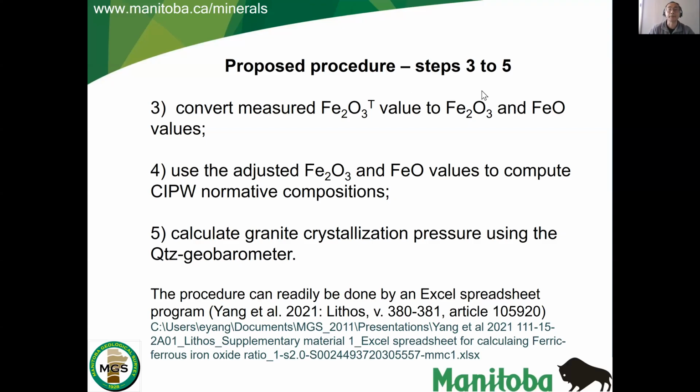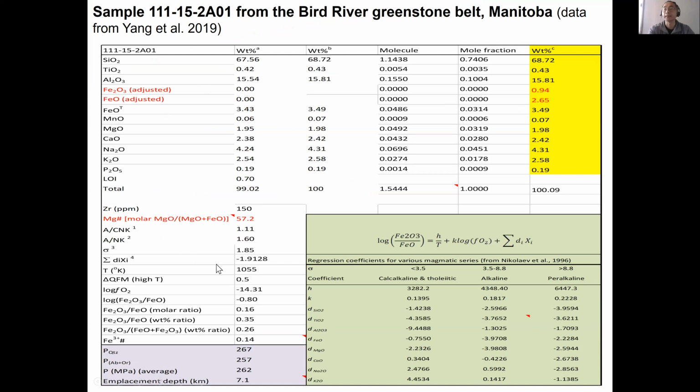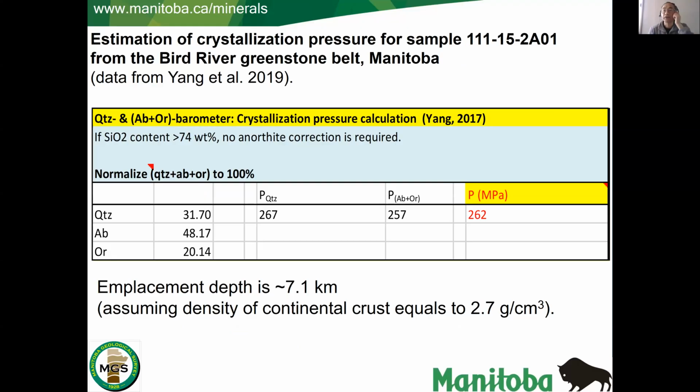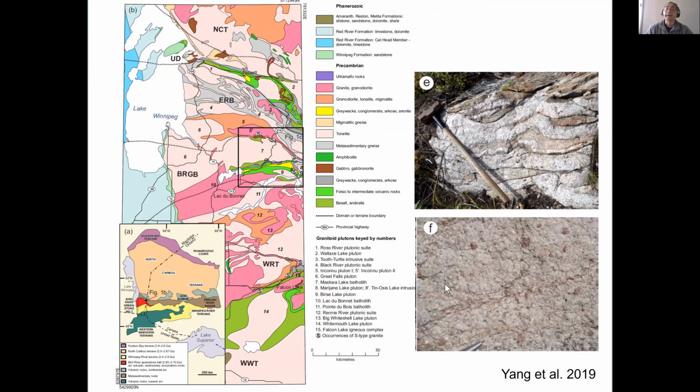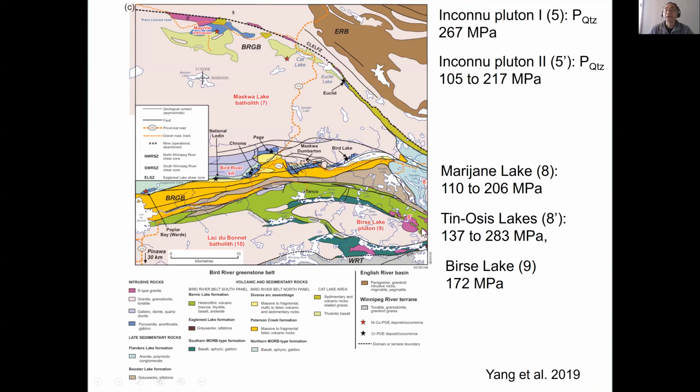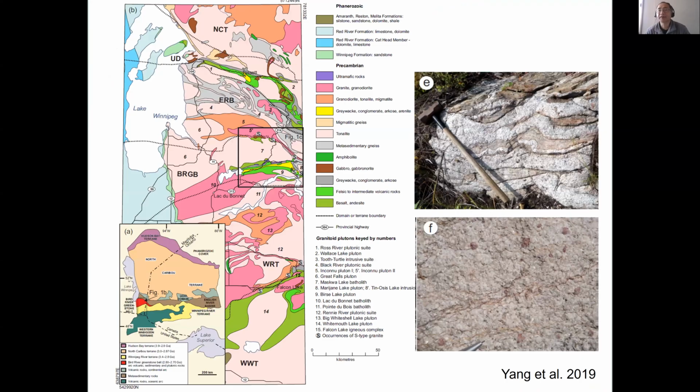Yeah, this is the calculated result. I just said, based on that spreadsheet calculation, and it is the result. So I use this method to estimate the granite crystallization pressure in southeastern Manitoba when I do the granite project for the survey. When I do the survey, I try to use the Hornblende aluminum barometer, but most of the hornblende is actually altered. That's why I try to find another way.